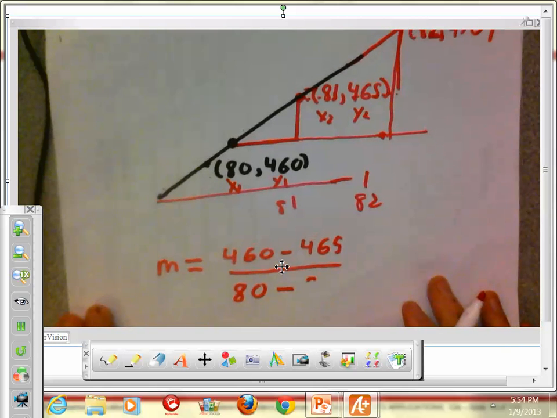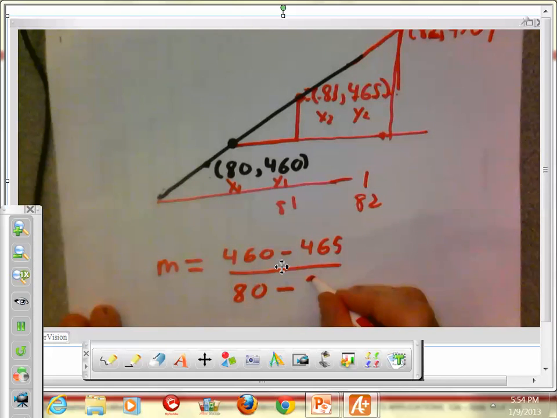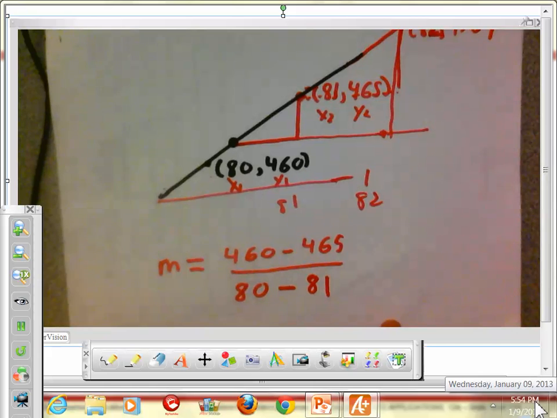Can you see it now? Okay. And again, I'll work on the lighting for next time.